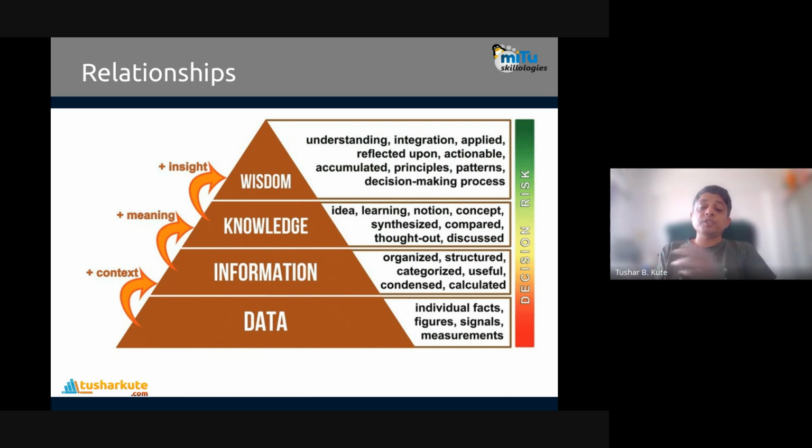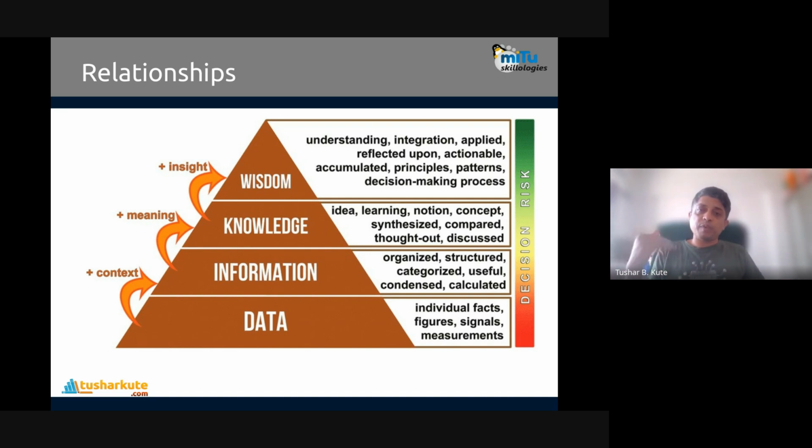Okay, and information is organized. When I ask WH kind of questions, I get organized information. One more thing to note: information size is less than data, because data will contain usable and non-usable things also. That's why it's a pyramid form. And then knowledge size will be less than information, but it's more important than information. Ideas, learning, notions, concepts, synthesized, compared, discussed, everything will be there.